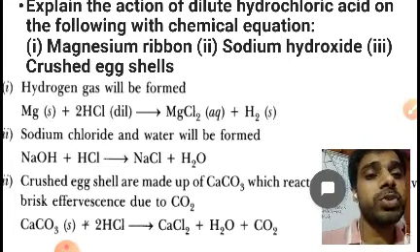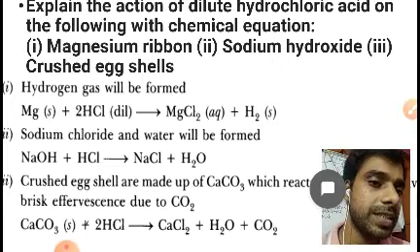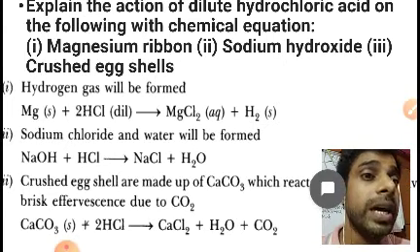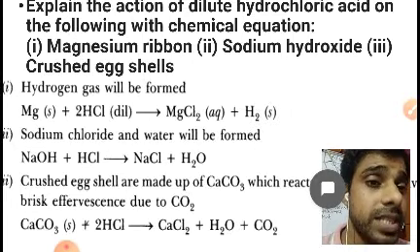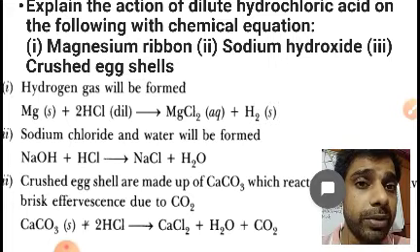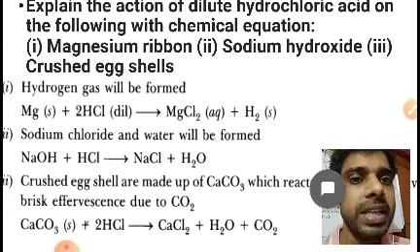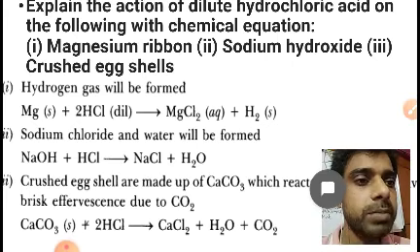Now the next question you can see: explain the action of dilute hydrochloric acid. Dear students, you have to know dilute hydrochloric acid means hydrochloric acid diluted with water. Explain the action of dilute hydrochloric acid on the following with chemical equation, and you can see magnesium ribbon. So the first one is magnesium, Mg.